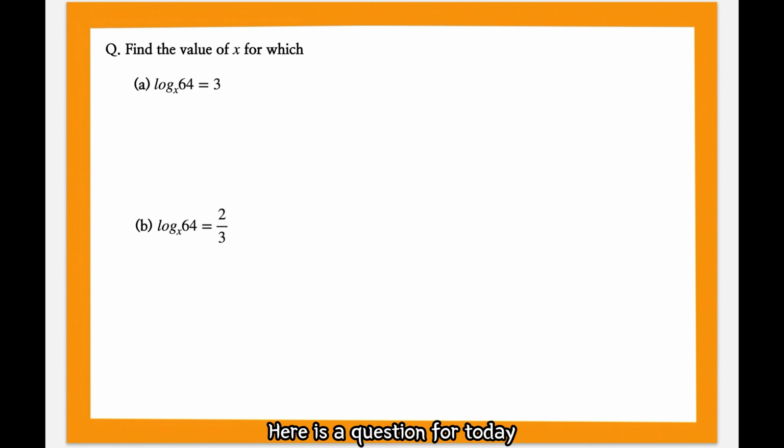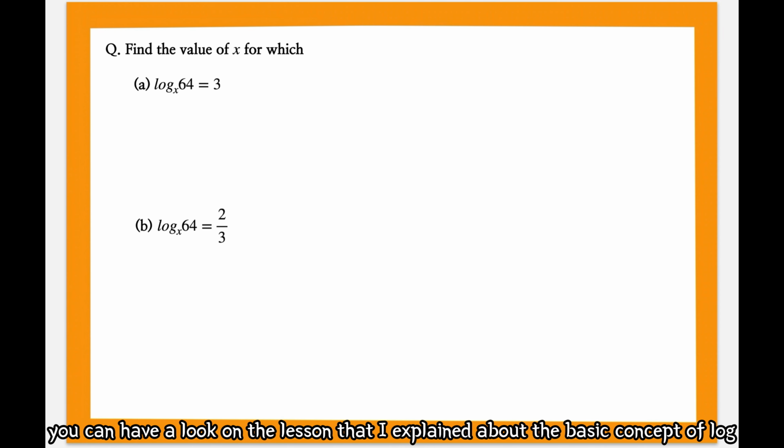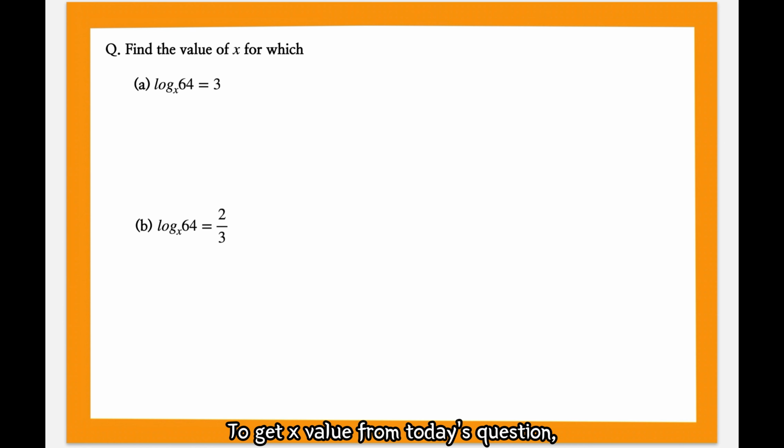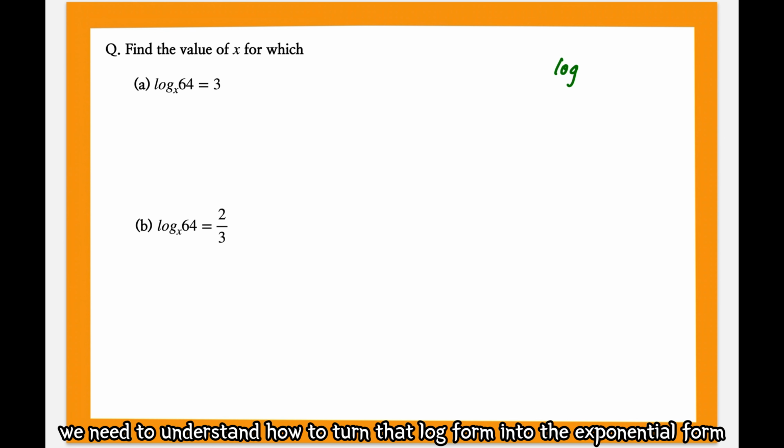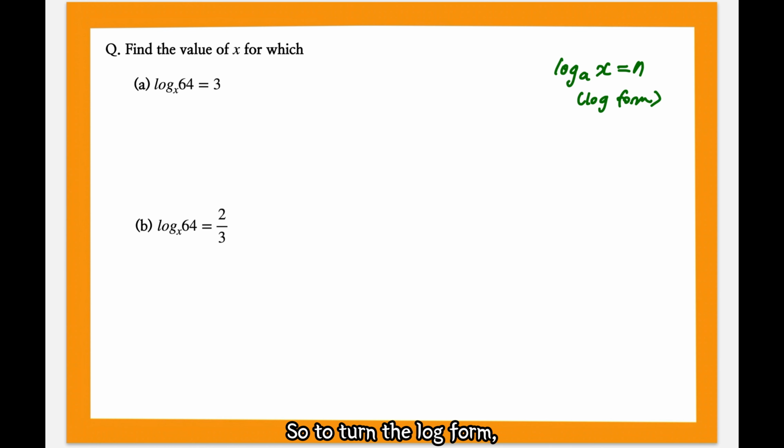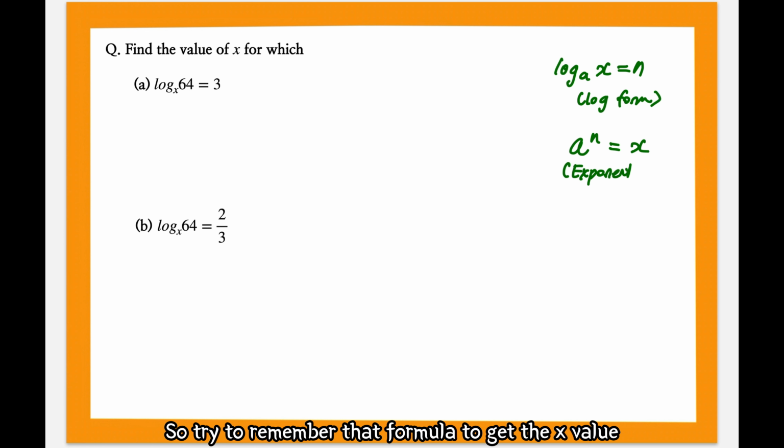Here is a question for today. Before we start, you can have a look at the lesson that I explained about the basic concept of log. To get the x value from today's question, we need to understand how to turn that log form into the exponential form. So to turn the log form, we can get a to the n is equal to x. This is the exponential form. So try to remember that formula to get the x value.